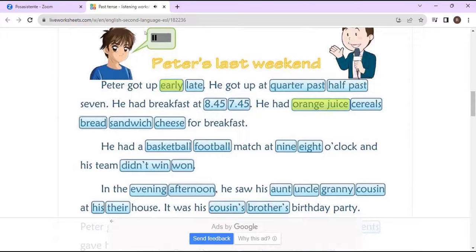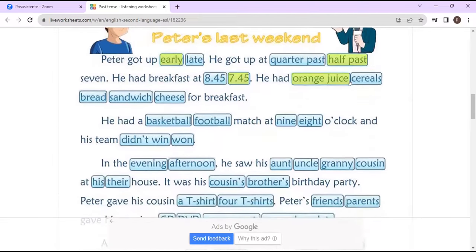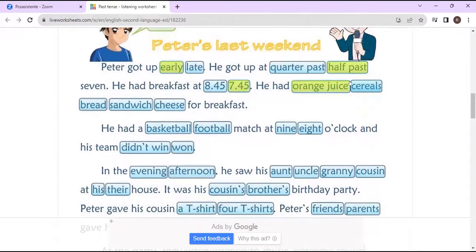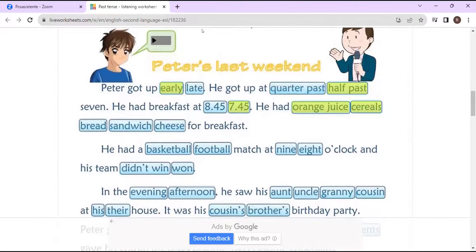Dijo el jugo de naranja, cereal. ¿En esta cuál era? 7:45. Esa creo que es esta. Half past. Orange. Y póngale cereals. Aquí abajo póngale bread.